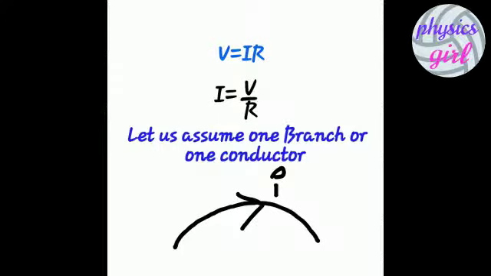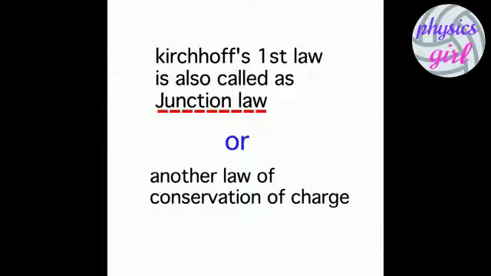Let us consider one branch or one conductor. By using this conductor, we can tell how much current passes through it. Kirchhoff's first law is also called the junction law, or the law of conservation of charge.